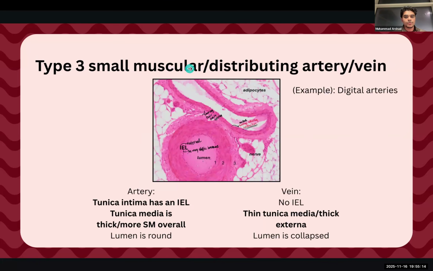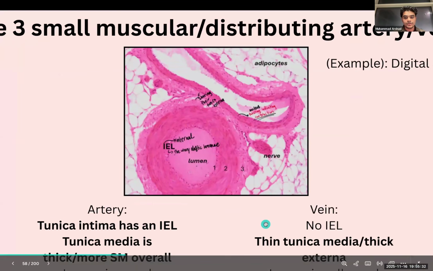These are known as small muscular or distributing artery/vein. So you can have a small muscular artery or small distributing artery or small muscular vein or small distributing vein, right? That's the functional versus structural name. An example of this are the digital arteries, the ones in your fingers. You need to be able to distinguish between the artery and the vein here.